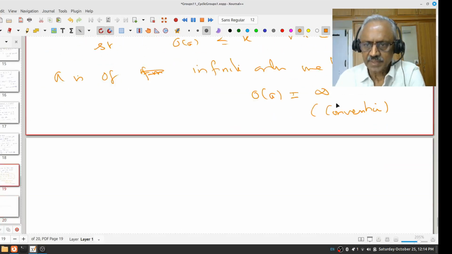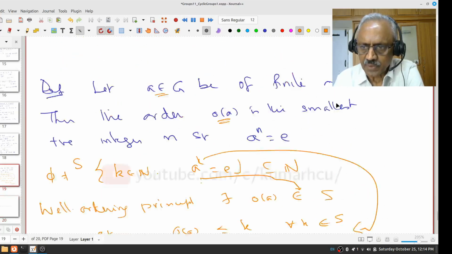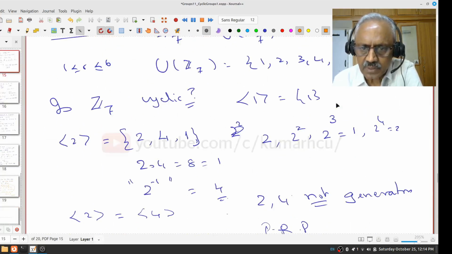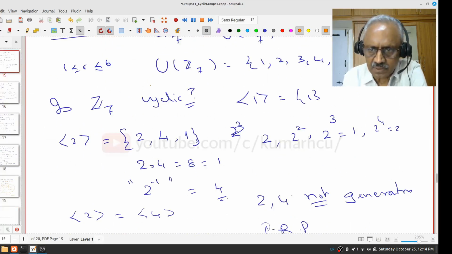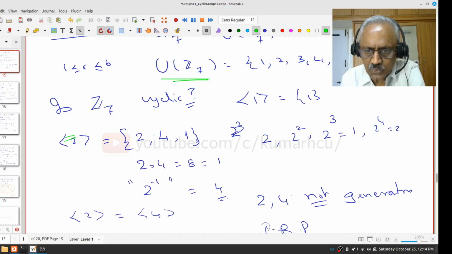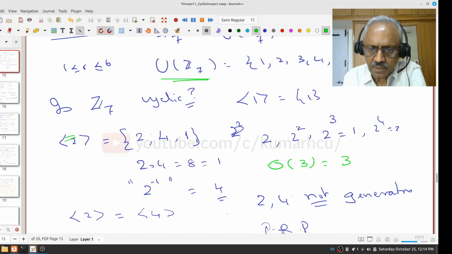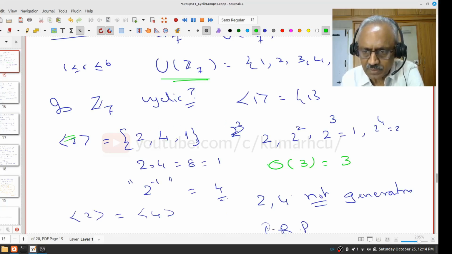Is that okay? Right. So when you go back, you can see in this group, for example, take 2. You see that the order of 2 is 3. This is a multiplicative group. What is the order of 3 here? It is 3 because 2 squared, 2 cubed is 1.